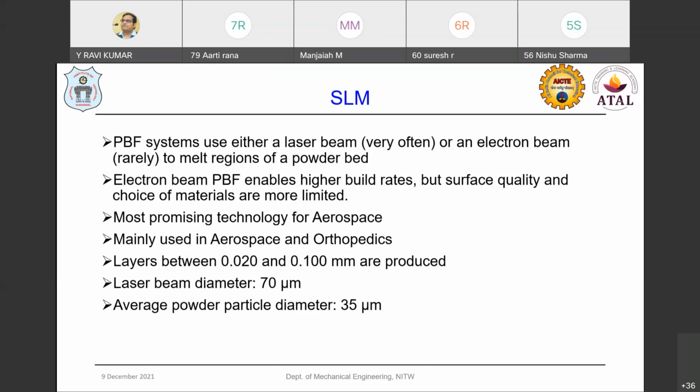And the laser beam diameter will be 70 micron. That depends upon what kind of laser we are using, whether we are using a CO2 laser, Nd:YAG laser, or a continuous fiber laser. And the laser beam diameter varies from machine to machine, and also with respect to the capacity of the machine system. And also the average powder particle size will be 35 micron. That depends on how we are using it, whether we are using 5 to 45 or 15 to 45.